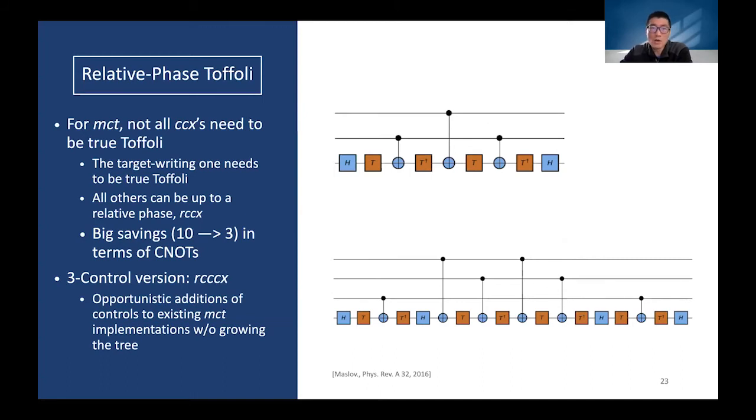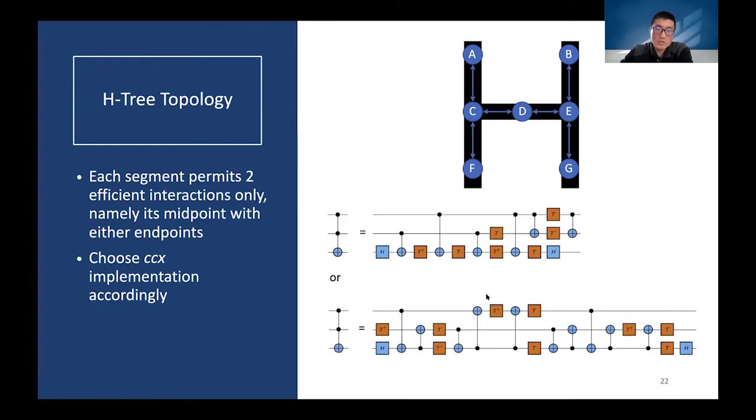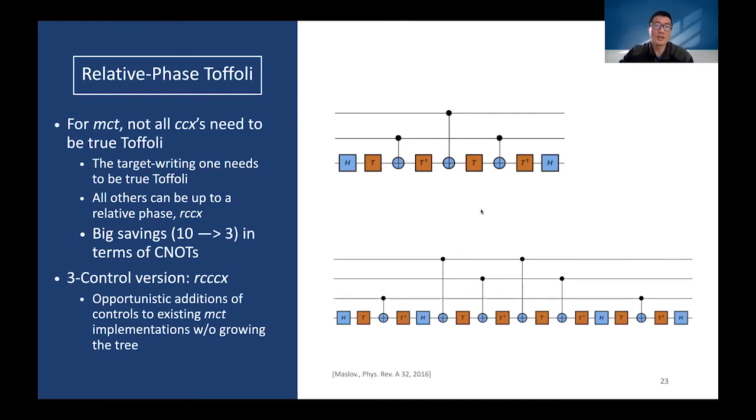So actually, it turns out we don't even need to use the true Toffoli gates to implement our MCT gates. We can use a simplified version of Toffoli gates, which is called relative phase Toffoli, because it turns out the phase information is actually not important in the implementation here. So here I'm listing 2 different implementations for relative phase Toffolis. The top one involves 2 controls, and the bottom one is an implementation for a 3-control relative phase Toffoli gate. And as you will see momentarily, both will help us achieve a very efficient implementation for MCT on the H-tree topology.